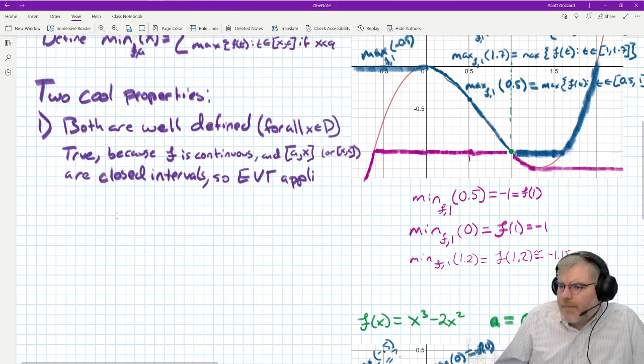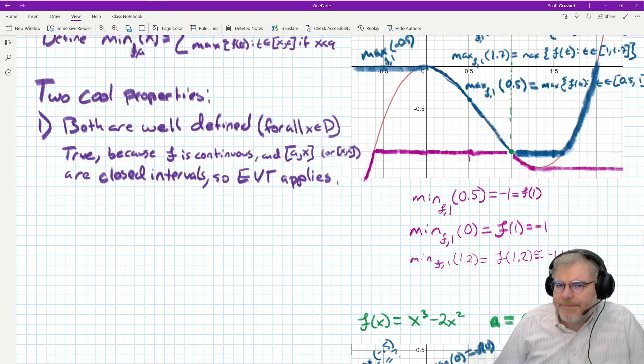That's the first one. 1 to 5, how do we feel about that first property? That both of these functions are very well defined. And that's true because f has to be continuous and these two things are closed intervals. And that means that it's defined everywhere.